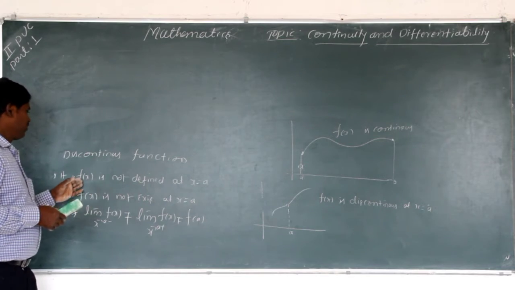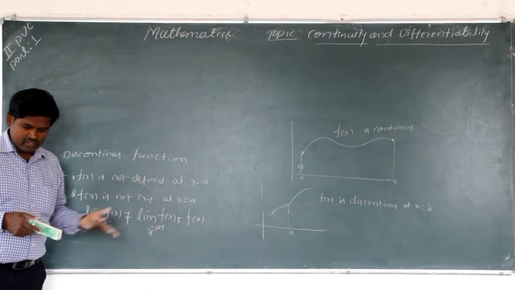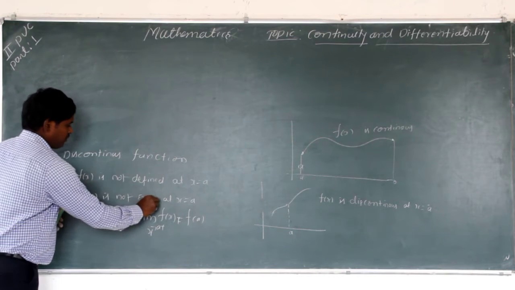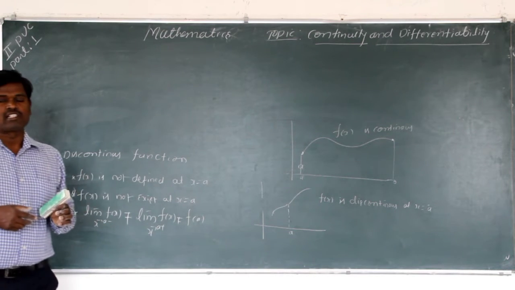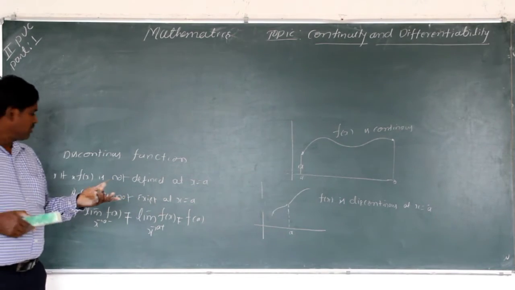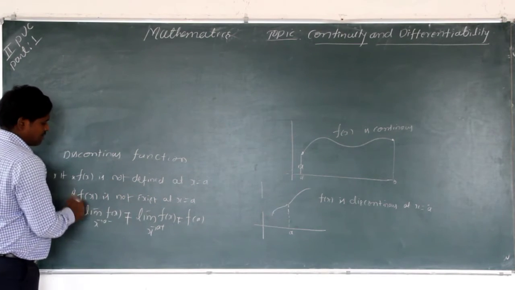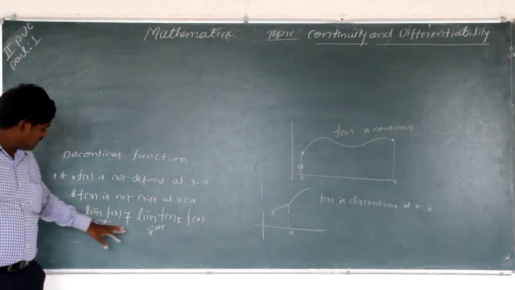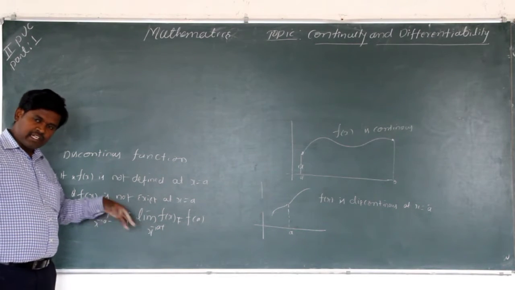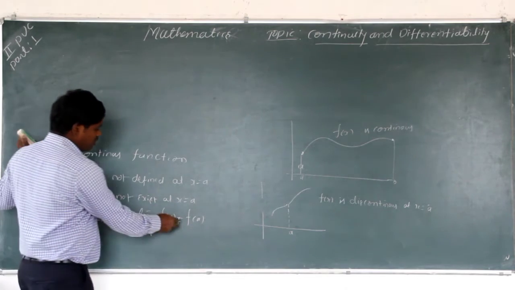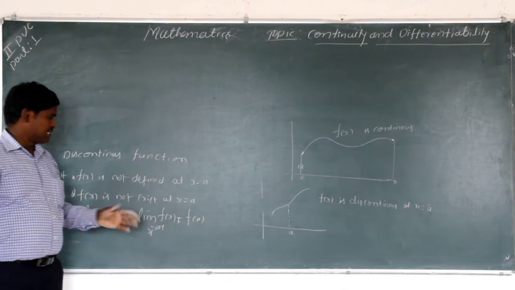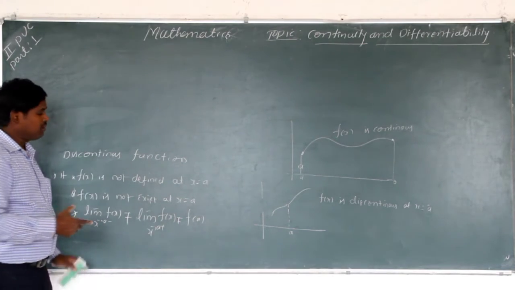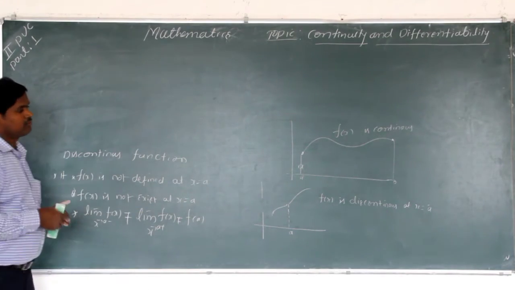Suppose f of x is not defined at x is equal to a. Then also it is discontinuous. If f of x does not exist at x is equal to a, then also it is discontinuous. If the limit of f of x as x tends to a minus is not equal to the limit of f of x as x tends to a plus, that means LHL is not equal to RHL, then it is also discontinuous. Or suppose both LHL and RHL exist, but that is not equal to the value of the function, then also it is not continuous. Okay, so write down.